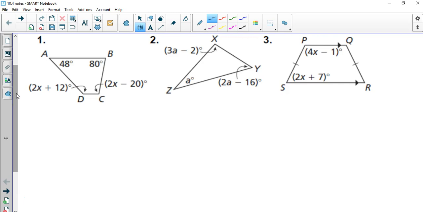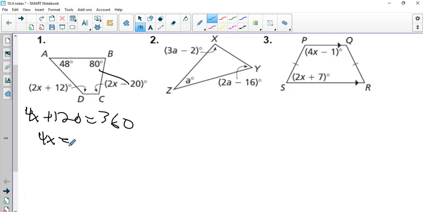I'm going to do some of this in my head. 2x plus 2x is 4x. 80, I'm just going to combine these in my head. 80 minus 20 is 60. 60 plus 48 is 108. Plus 12 is 120. That equals 360 degrees. If I subtract 120, 4x equals 240. And if I divide by 4, I get x equals 60. That will be the answer.